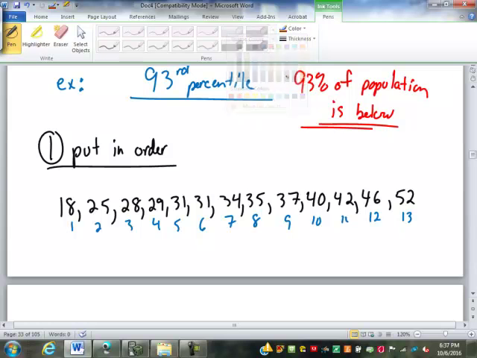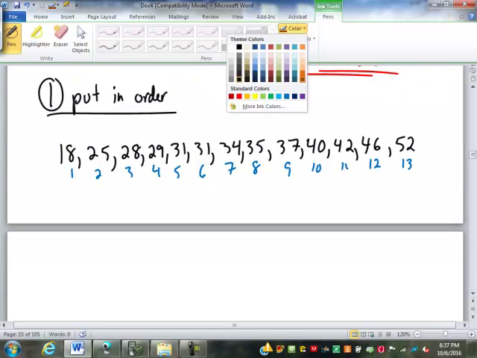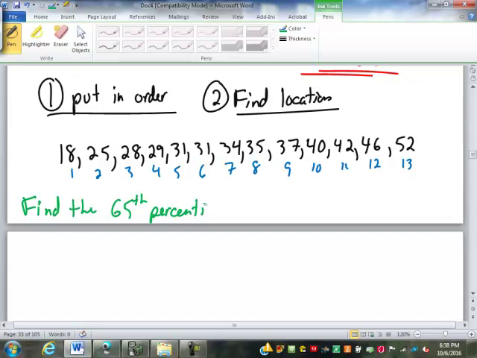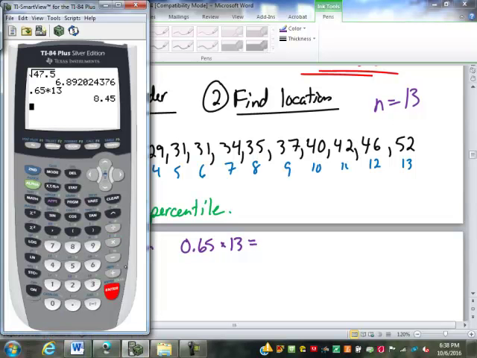If I want to find a certain percentile, once they're in order, step 2 is to find the location. This is actually going to be identical to finding the location for the median. So let's say I want to find the 65th percentile. Its location is found by taking the percentile times n. Well, 65th percentile, 65% as a decimal is what? 0.65. What is n in this case? 13. So we're going to take 0.65 times 13. 8.45.